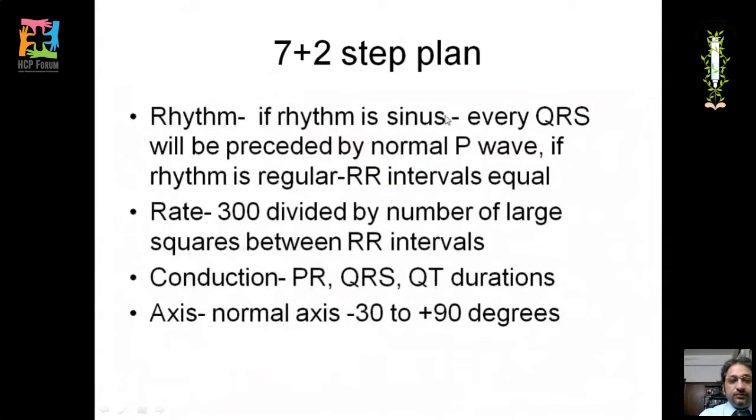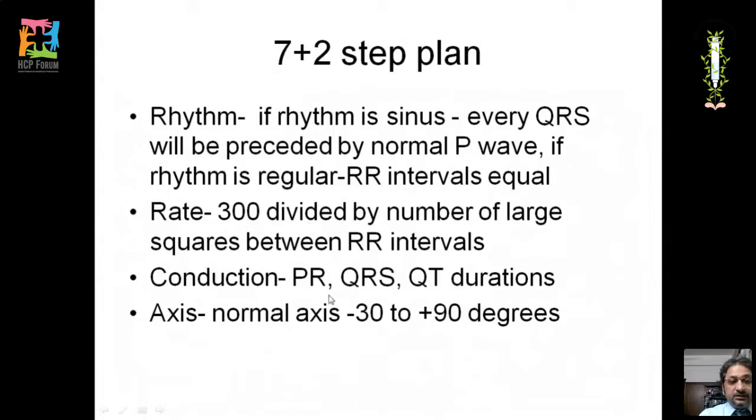So how do we find the rhythm? First, you have to know whether it's a sinus rhythm. For that, every QRS has to be preceded by a normal P wave, and the rhythm should be regular, where the RR intervals are equal. So once you have confirmed the rhythm, you then go to the rate. You have to count the number of large squares between the RR interval, and then 300 is divided by the number of large squares between the RR interval to find out the rate.